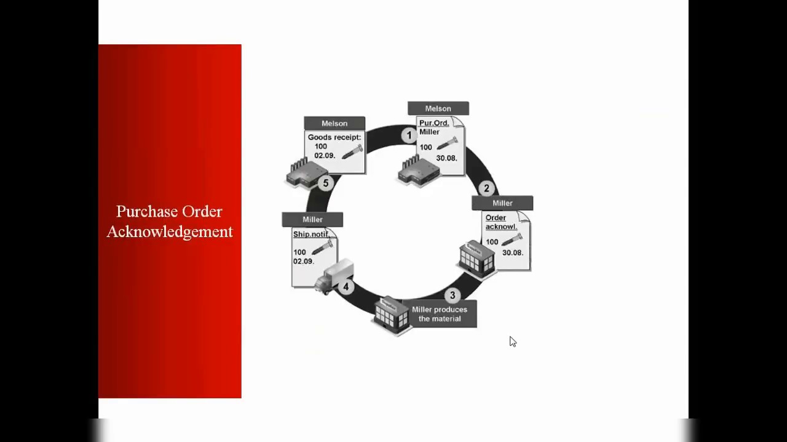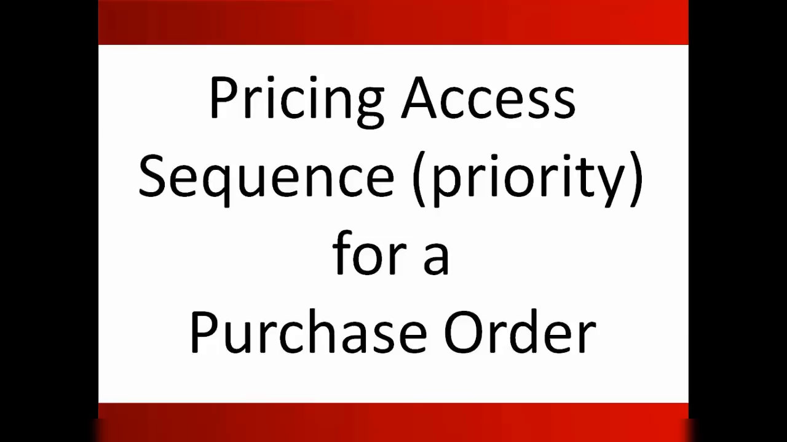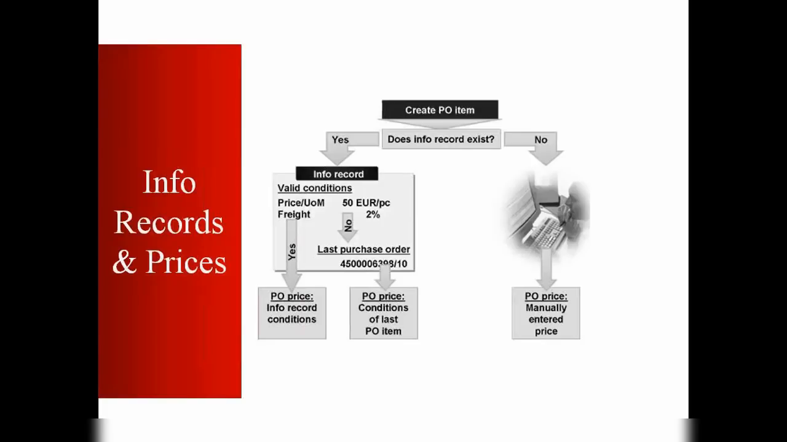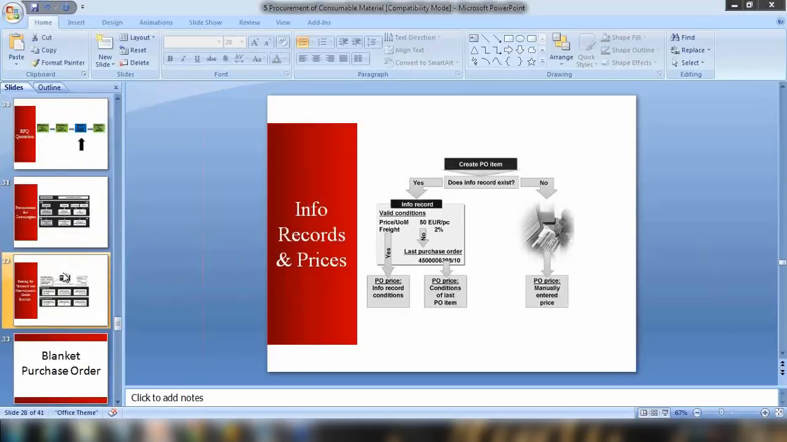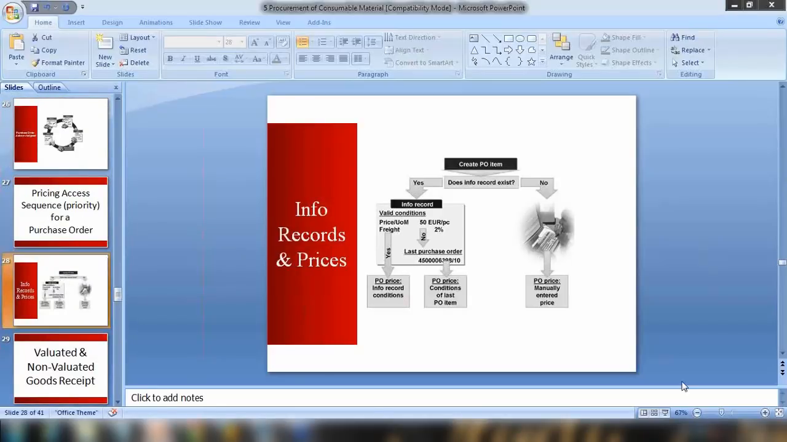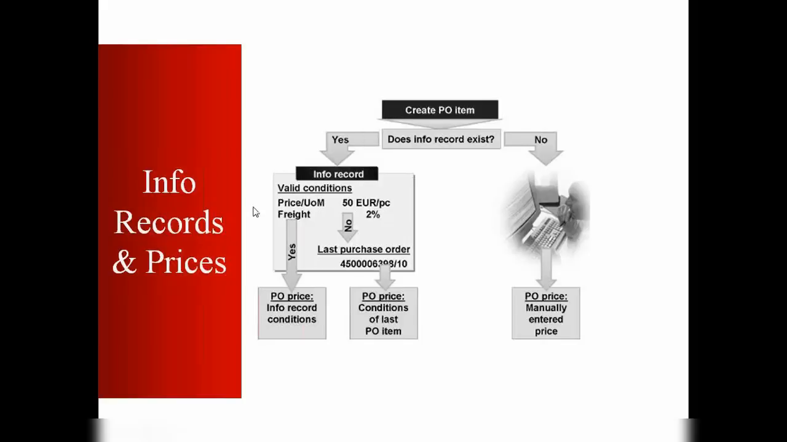Now we'll talk about pricing access sequence priority for a purchase order. So what that is, whenever we create a purchase order, the system will look into the info record. Give me a second. So what will happen is, whenever we create a purchase order, the system will always look into the info record.